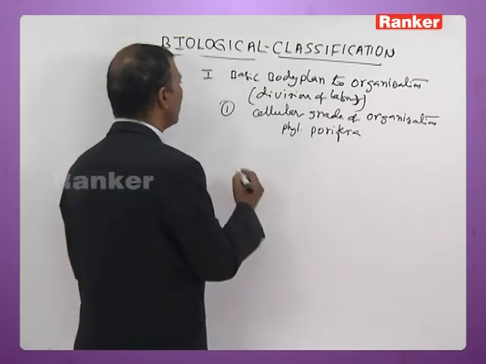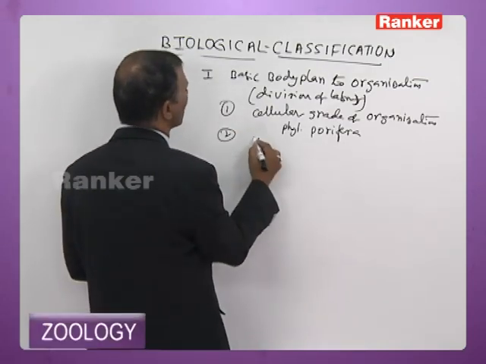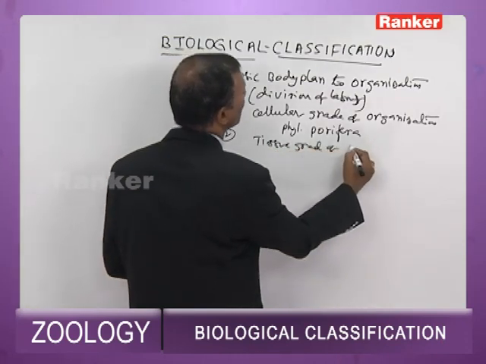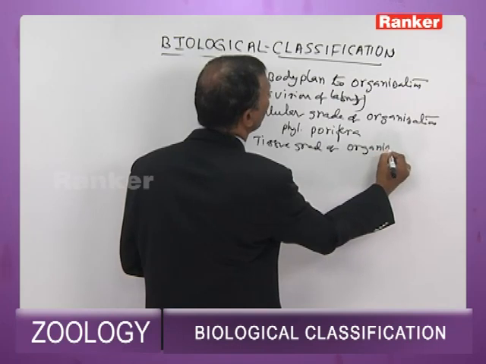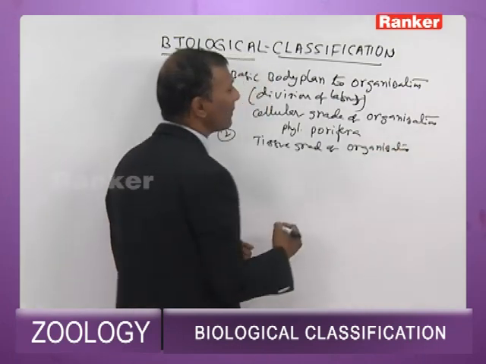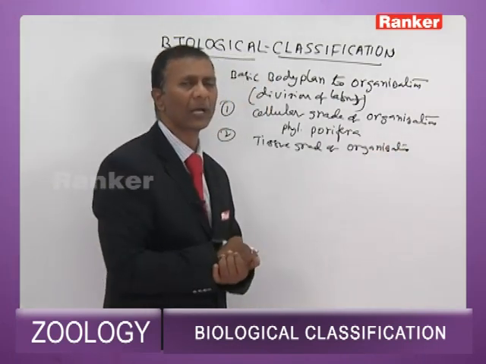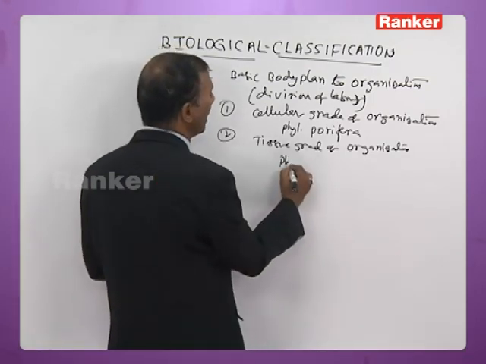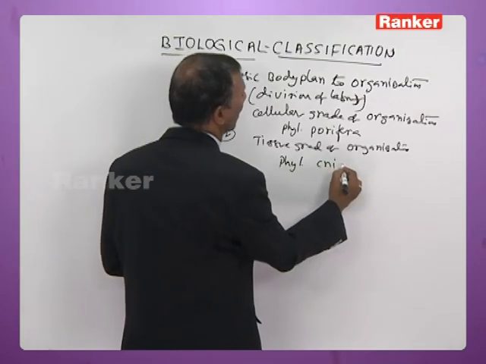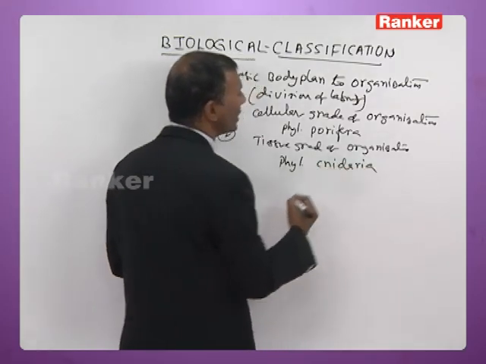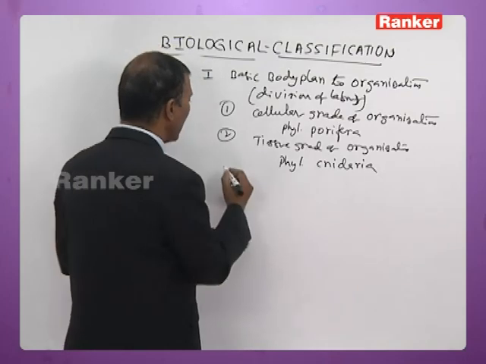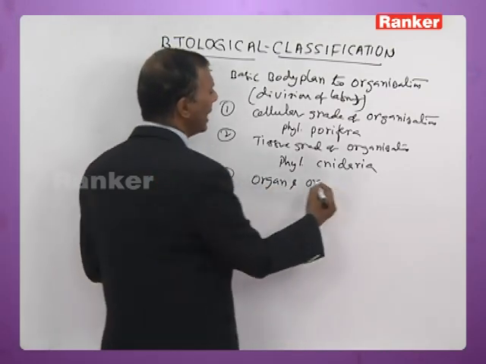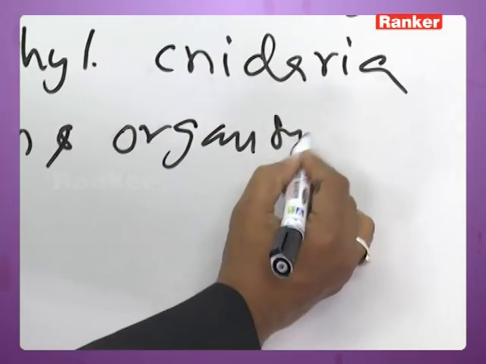Then next you have tissue grade of organization. In tissue grade of organization, the cells with similar function, similar origin come together to form tissues. Tissue grade of organization is noticed in phylum Cnidaria. Then next you have organ and organ system grade of organization.